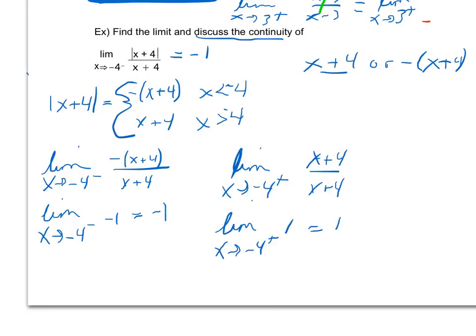And again, I could say that the overall limit does not exist. Therefore, by condition 2, it is not continuous. However, if I'm only asking for the left, notice my left-sided limit is defined as negative 1.